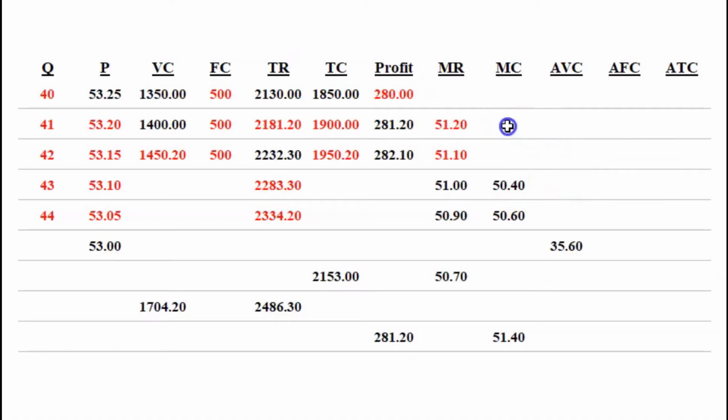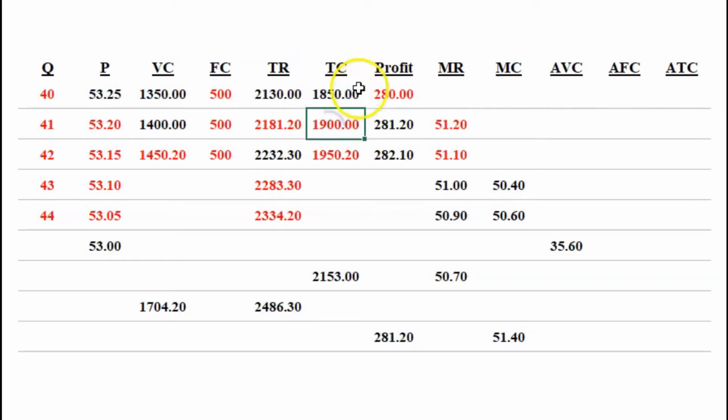Okay, so what we want to do here is identify the marginal cost for these two rows. Just like with marginal revenue, we can't find the marginal cost for a quantity of 40 because we would need the total cost from 39, which we don't have. Therefore, we're going to start with finding the marginal cost for 41. Marginal cost is the increase in total cost from the previous quantity to the new quantity.